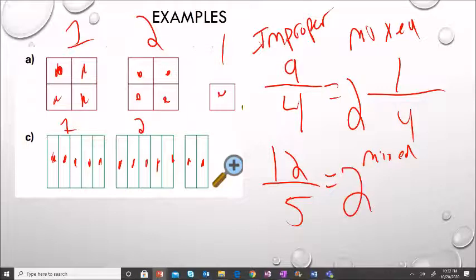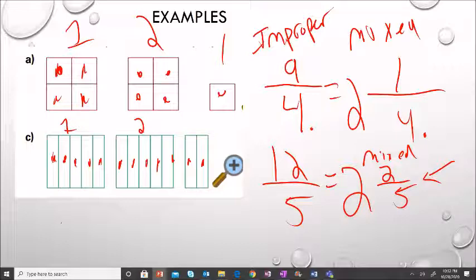So I'm going to write 2, and then over, my denominator doesn't change. Notice that. We have 5 here, we have 5 here. So here, my mixed number is 2 and 2 over 5. These two examples are both equivalent fractions.